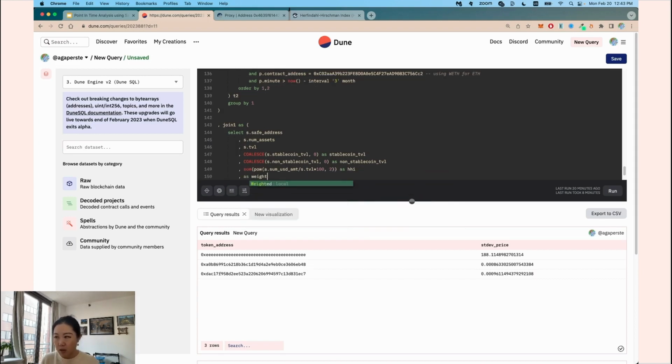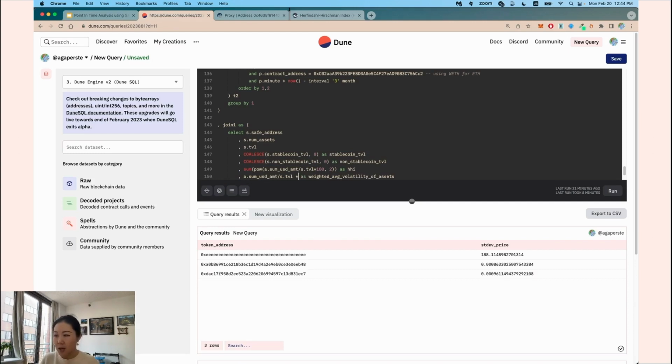We want to get the weighted average volatility of assets. Here we want to get the weight for each asset. So same thing here, this is the weight of each asset, the proportion of each token in this particular safe.